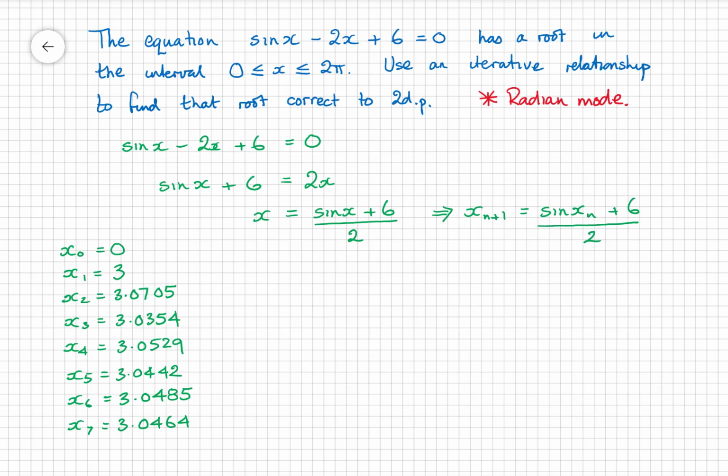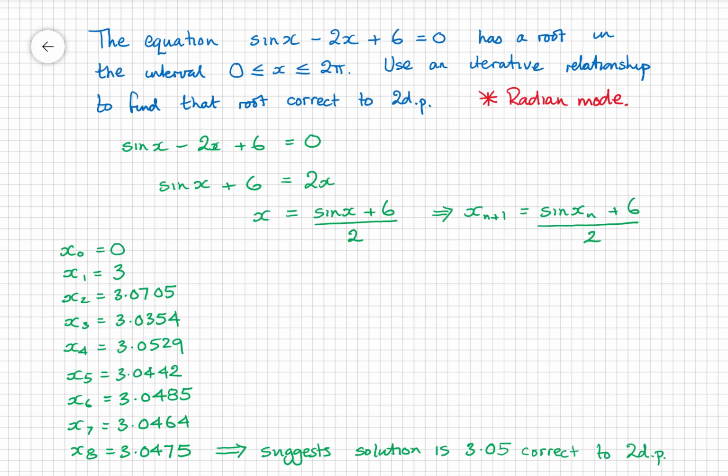x7, 3.0464. At this point, it looks as though 3.05 is correct to 2 decimal places, but because I've got this up and down, oscillating around a particular number, I do one more to be sure, and yes, all of that does suggest that 3.05 is the correct solution to 2 decimal places.